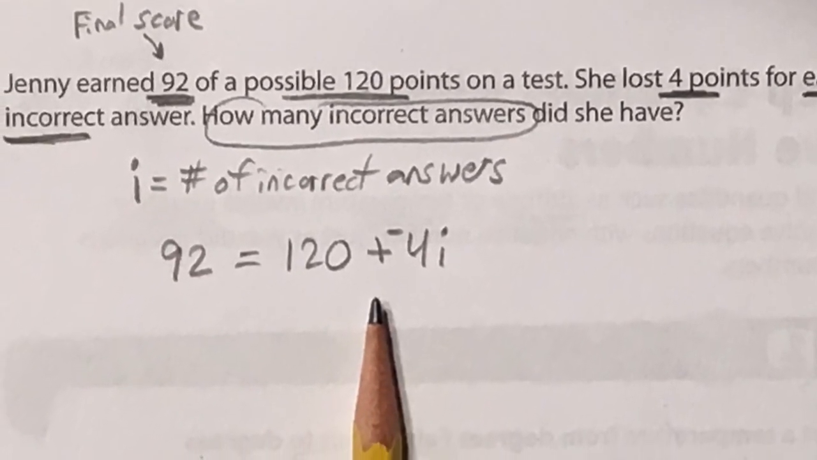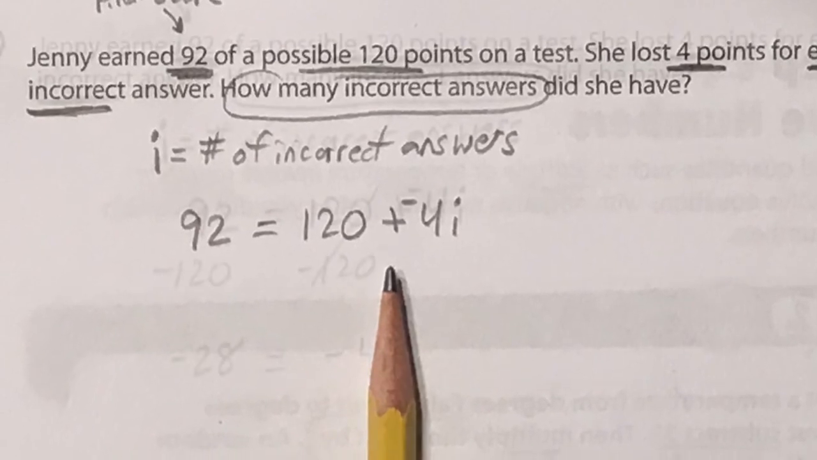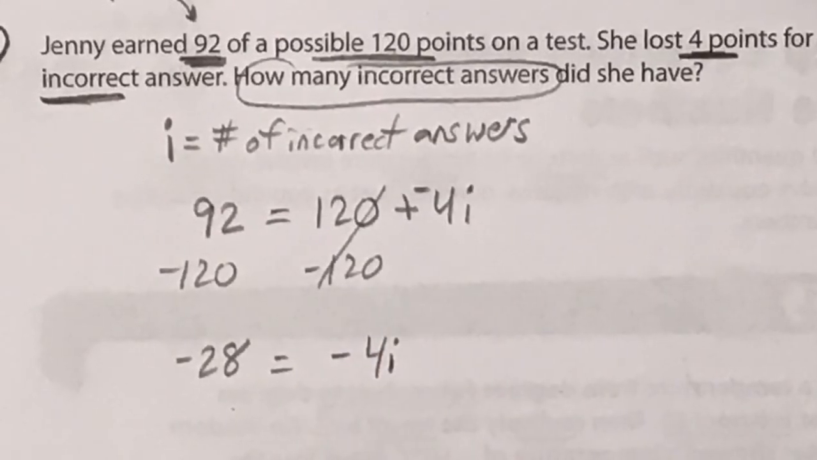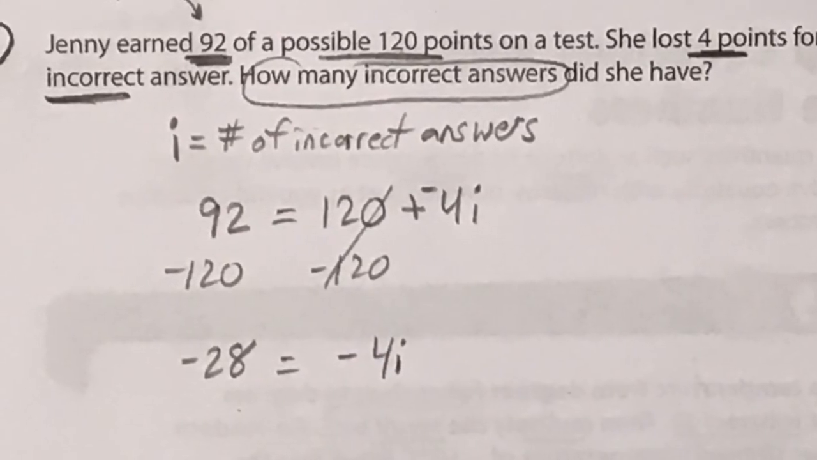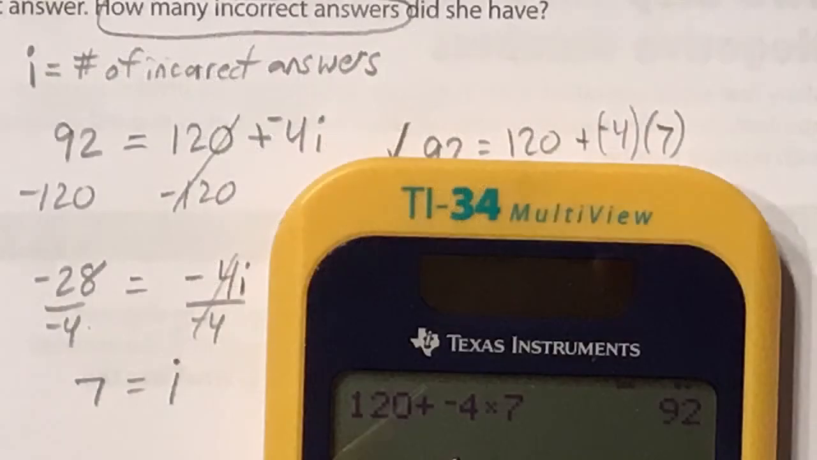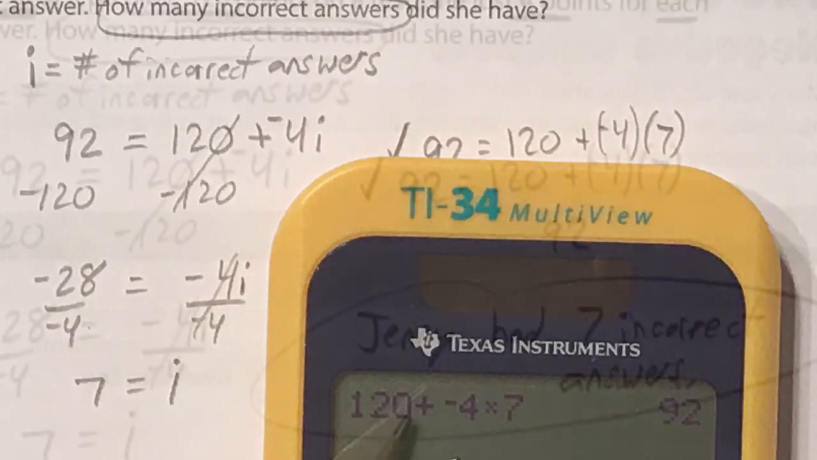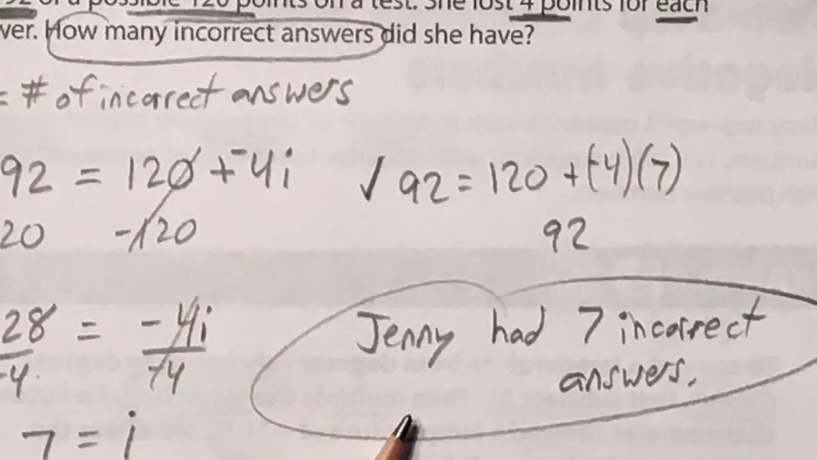And now we want to get the variable by itself, so let's subtract 120 from both sides. Then we're going to end up having to divide both sides by negative 4. I ended up with a result of 7 equals i. Then I did the check step, and I found out that Jenny had 7 incorrect answers on that test.